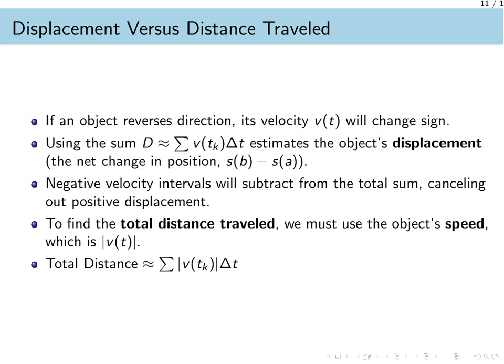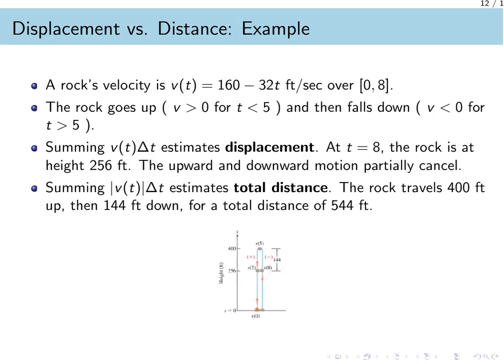of a. However, if we want to know the total distance traveled, we must use the object's speed, which is the absolute value of its velocity. To find total distance, we must sum the absolute value of v of t sub k times delta t. This way, all motion counts positively. This example makes the distinction between displacement and distance clear.